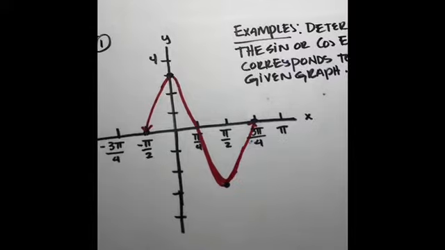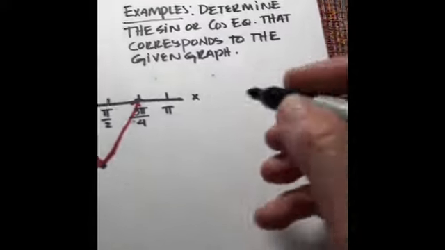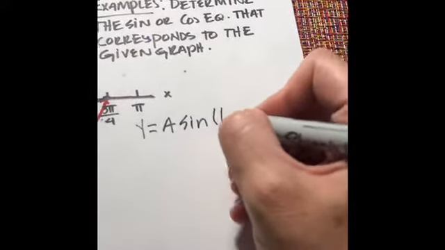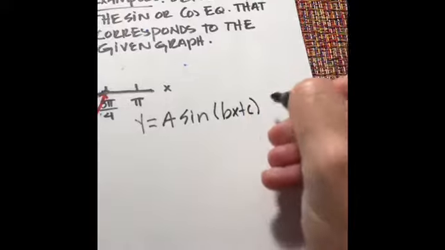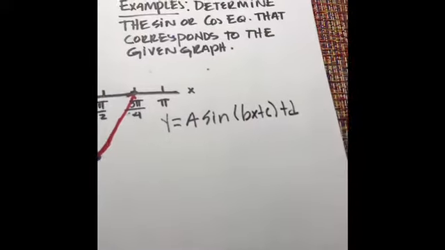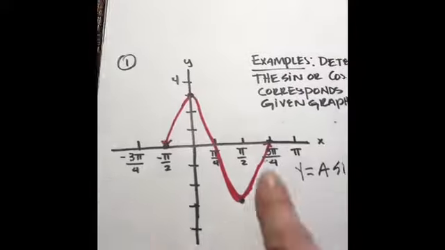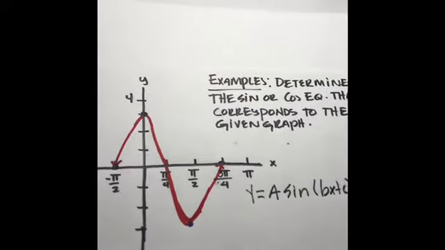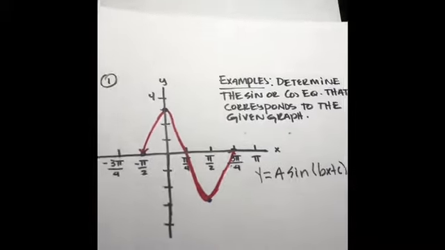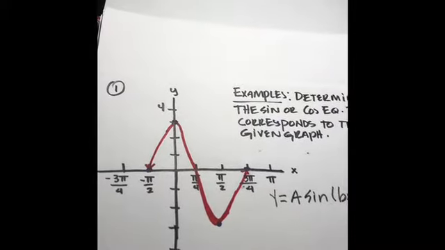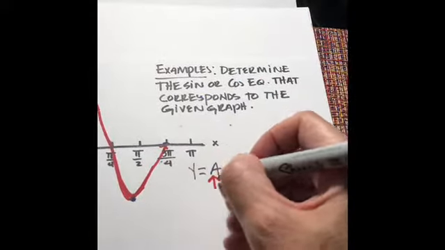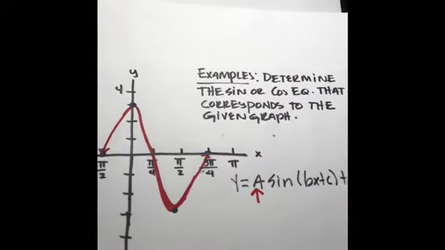So that means that to start with, my equation is going to be in the form y is equal to a sine of bx plus c, plus d. The given graph is where I'm going to get all of these elements that will complete my equation. First, I will determine the amplitude. Remember that the amplitude is the coefficient of the sine or the cosine function.